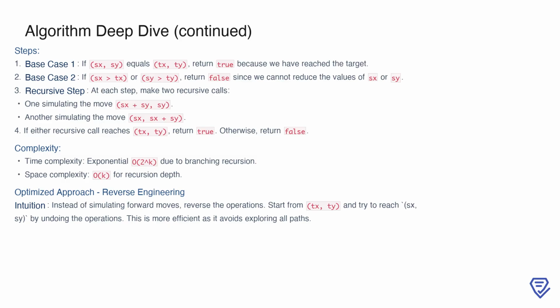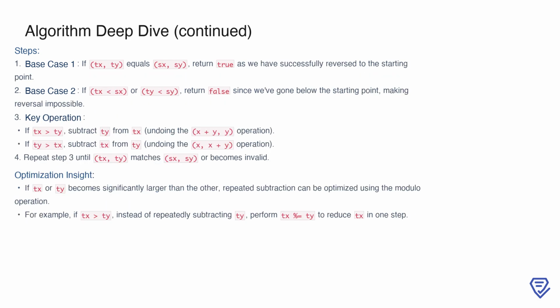To address these inefficiencies, we can use an optimized approach that works by reversing the operations instead of simulating them forward. The optimized approach involves reversing the operations, starting from the target point, tx, ty, and working backward to the starting point, sx, sy. The first base case is that if tx, ty equals sx, sy, we return true, as we've successfully reversed our way to the starting point. The second base case is if tx becomes less than sx or ty becomes less than sy, in which case we return false, as it's no longer possible to reach sx, sy.